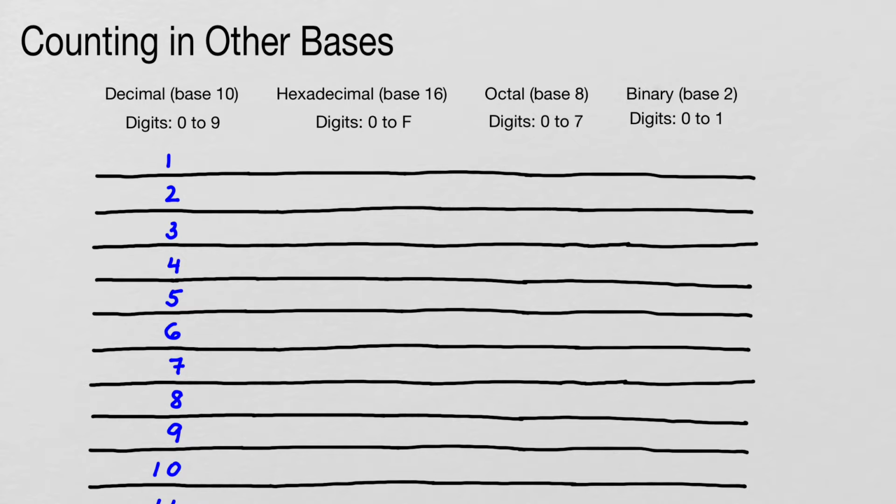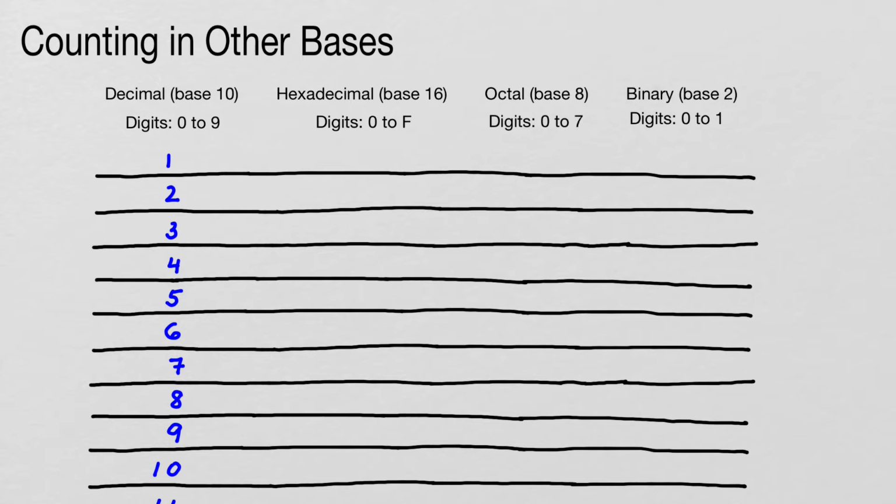When we get to our last digit, we put a 0 in the ones place, and we carry a 1 over to the tens place. And then we continue on, 11, 12, and so on. So we're going to see how to do that with different bases. For this first part, we're just going to be counting to the number 10 in base 10 in these other bases.